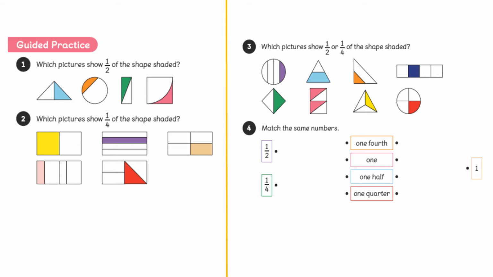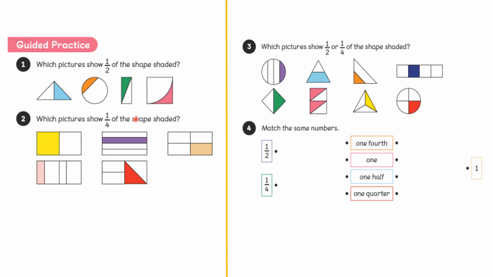So, for your guided practice today, in question 1, it says which pictures show half or 1 piece out of 2 parts of the shape are shaded. Which pictures show half of the shape shaded? So you can tick the ones that you think are showing half. Question 2, which pictures show 1/4 of the shape shaded? So 1 part out of the 4 equal parts shaded.